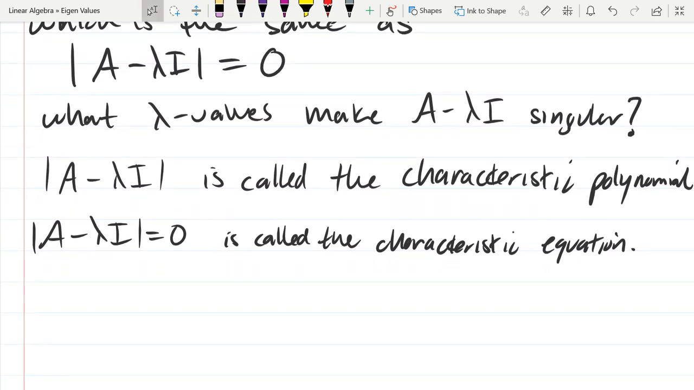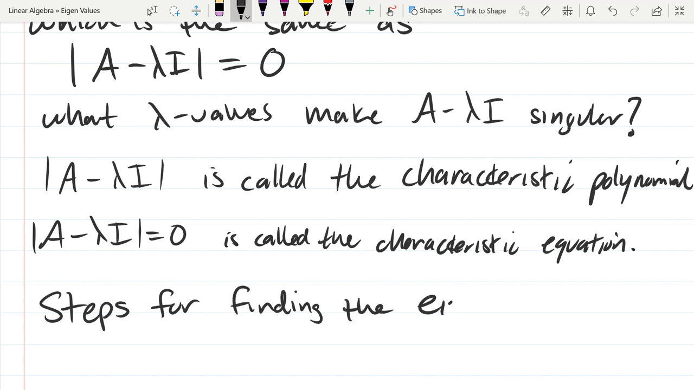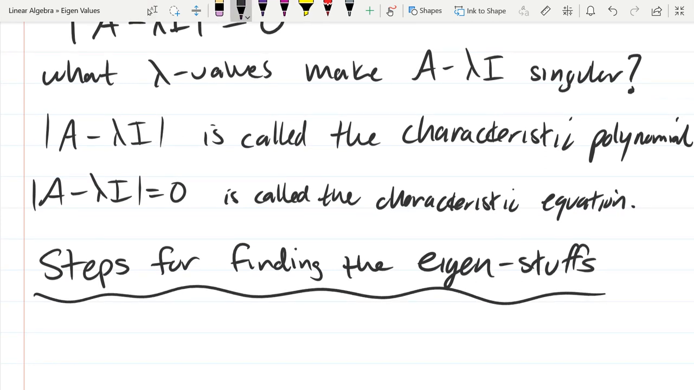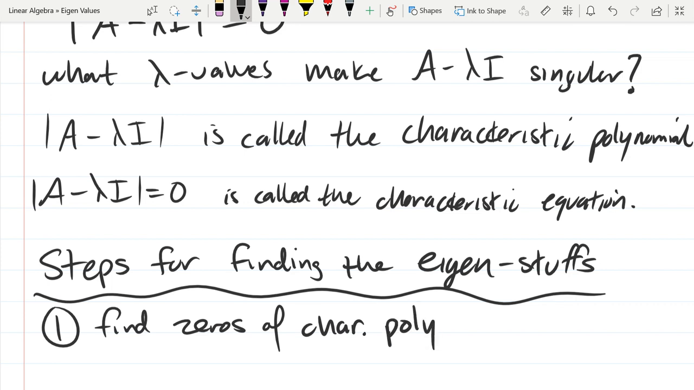So I'm going to write down the steps for finding the eigenspace. Well, I'll just call it the eigenstuffs. So there's the eigenvalue, which we'll find first, the eigenvector, which we'll find second, and the eigenspace, which we'll find third. So that's what I mean by eigenstuffs. There's three eigenthings we're going to find. So one, find zeros of the characteristic polynomial. So it'll be P of lambda equals determinant of A minus lambda I equals zero. So we're going to solve that for lambda.